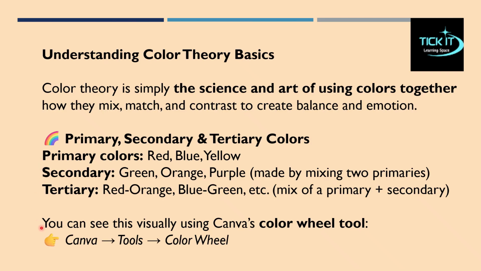You can see this visually using Canva's color wheel tool. Simply log into Canva, go to the tools section, and you will see the color wheel. Here you will be able to play around with all these colors, the primary, secondary, and the tertiary.